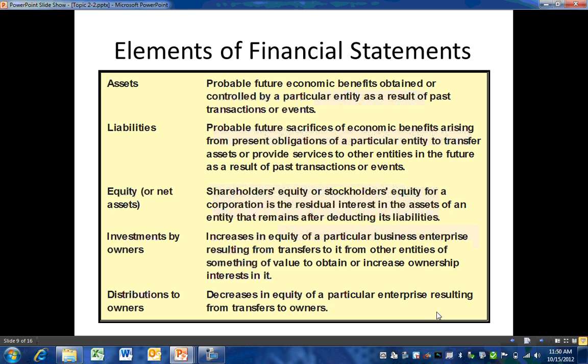The elements of the financial statements are the line items that are contained in each of the four statements. We've talked about assets, liabilities, and equity, both the investment paid in capital by the owners and the earnings that have either been distributed or retained in the business. And again, you see our very precise definitions of asset, liability, and equity.